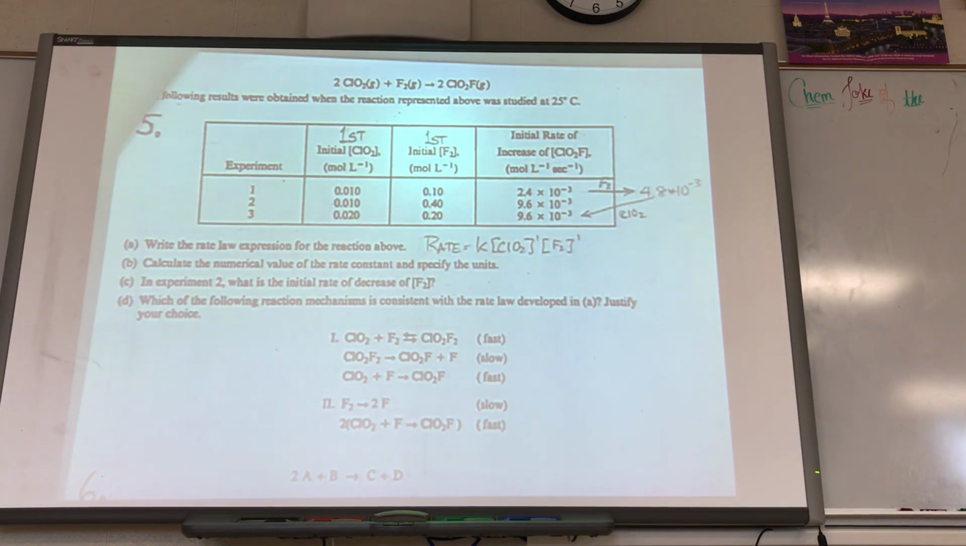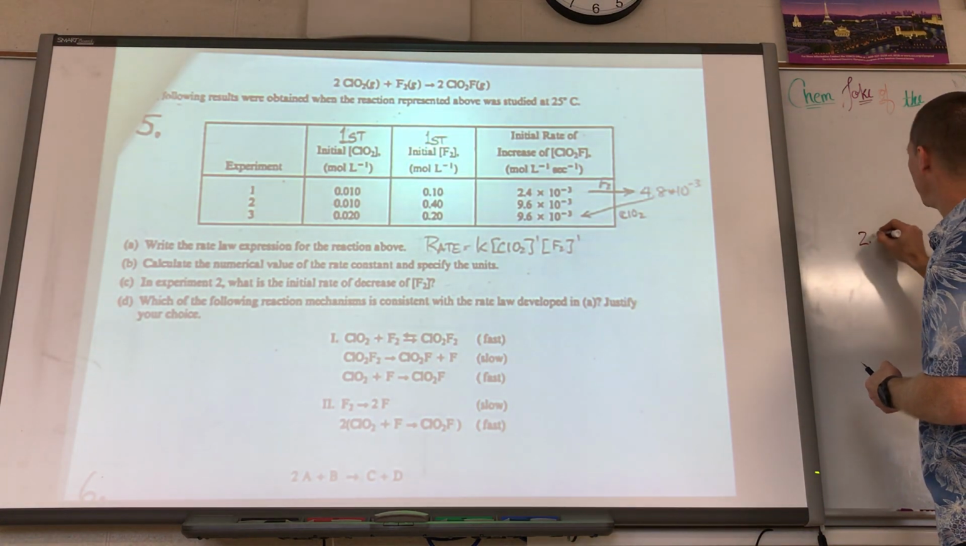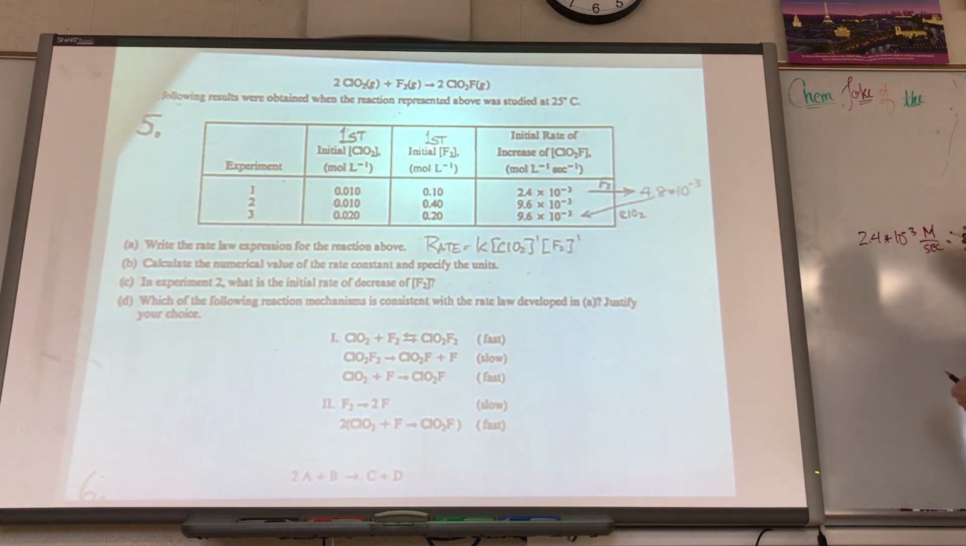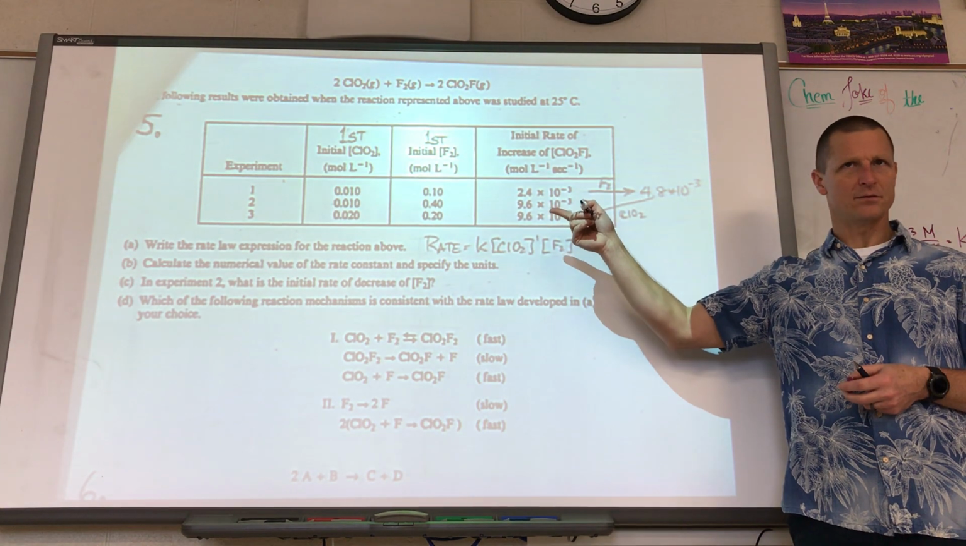And in B, calculate the numerical value of K. Oh, well, this is easy again. We've been finding the value of K. Choose any one of the trials. Which one do you want to use? The first trial is the easiest one, because you've got all these 0.1s in there. So the rate, 2.4 times 10 to the negative third molarity per second, equals K, that's what we're trying to find, times 0.010 molarity to the first times 0.10 molarity to the first. I'm just recopying the rate law but plugging the numbers into it, except for the K, which I don't know. I can solve for it now. It doesn't matter what trial you use, the K is going to be the same value.